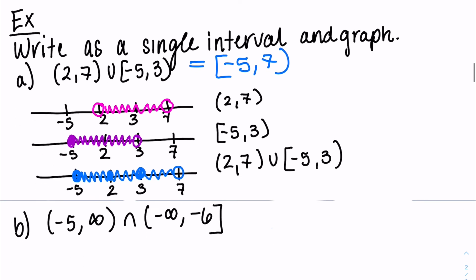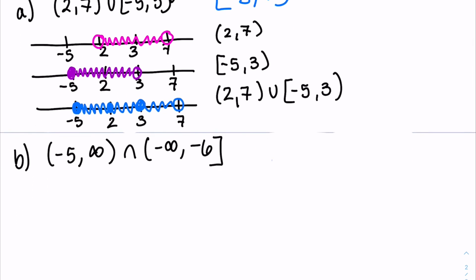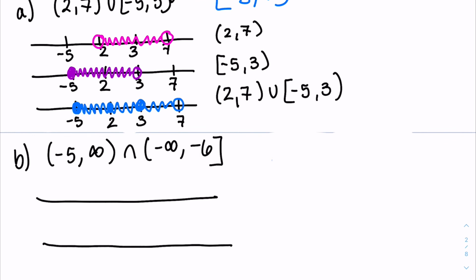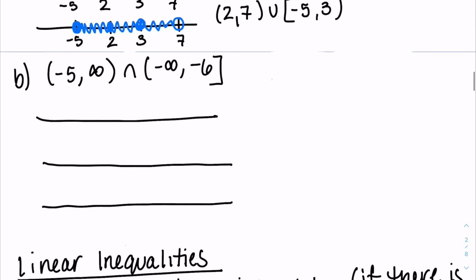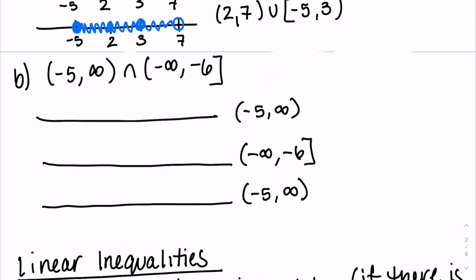Okay. For our intersection, same thing, but now I just have to be selective with that end operation. So we're going to draw 2 number lines for each interval, and then we're going to go ahead and look at the intersection. So we're going to plot -5 to infinity, and -infinity to -6, and then we're going to see what is in common to these two with the intersection. So we really only have 2 numbers, -5 and -6. -6 comes first on this number line.